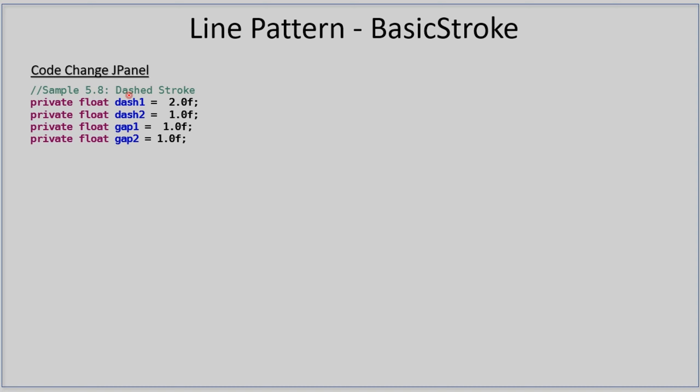So to define line pattern, we defined 4 more members in our JPanel class. These members define dash as well as gap. You can define a number of dashes and a number of gaps, but here we took a 2 dash and 2 gap pattern.